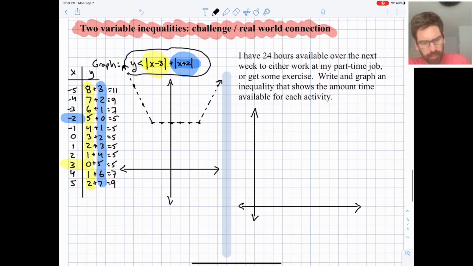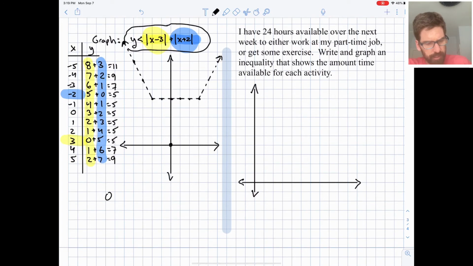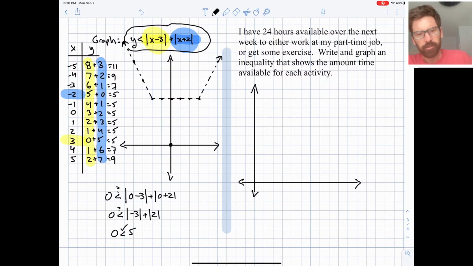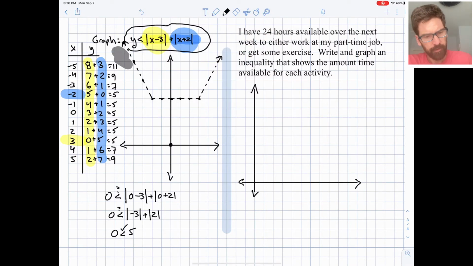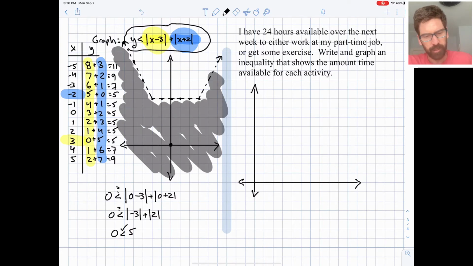So let's pick a point. Let's pick 0, 0, and let's say, is 0 less than the absolute value of 0 minus 3 plus the absolute value of 0 plus 2? So is 0 less than the absolute value of negative 3 plus the absolute value of 2? And it is. 0 is less than 5. So 0, 0 checks out. So we can shade everything below and up to the boundary line, but not including the boundary line. That's why the boundary line is dashed. So all of those points in that shaded zone are legitimate solutions for this inequality.